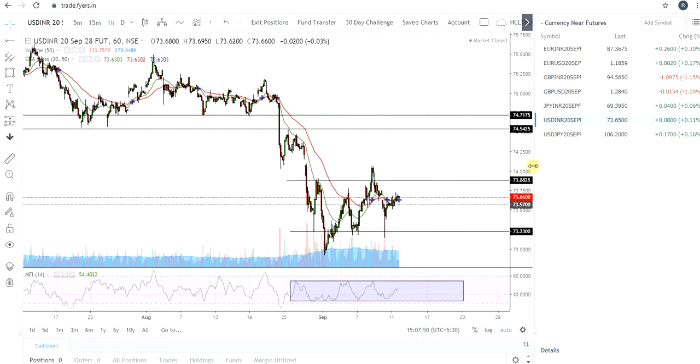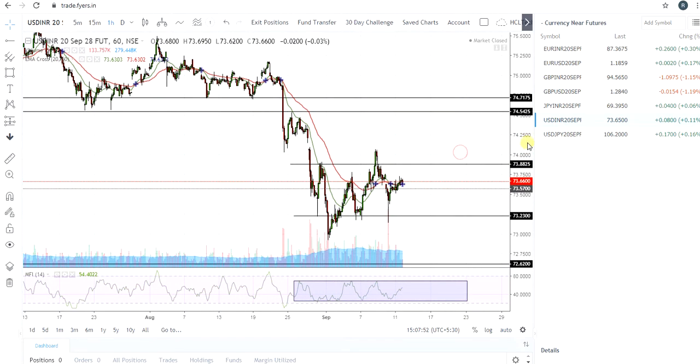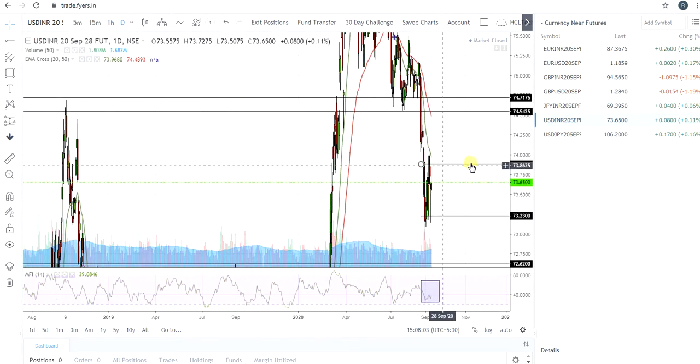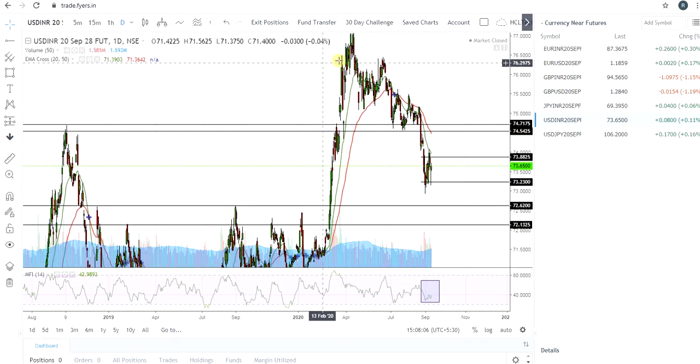And today we are going to talk about three major currency futures, that is USDINR, GBPINR and EURINR. So I'll start with the USDINR. USDINR has been falling after making the top and coming down.